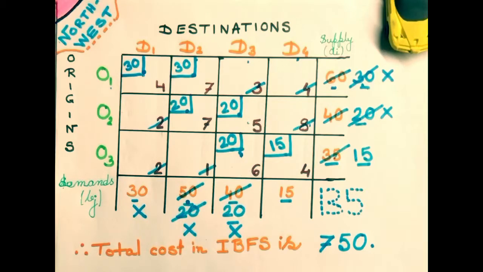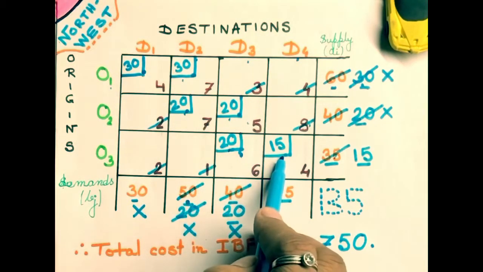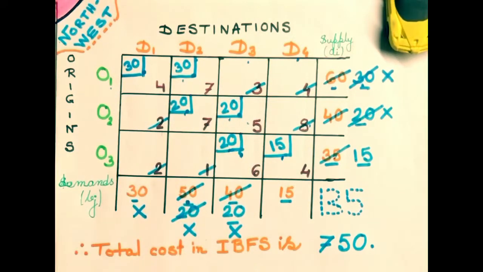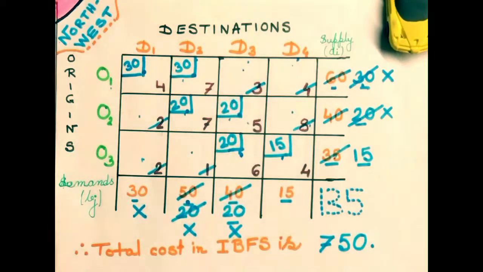One can note that the cells at which you have these non-zero values at the northwest corner, you call them allocated or occupied cells. The rest cells like these and these are unoccupied cells.